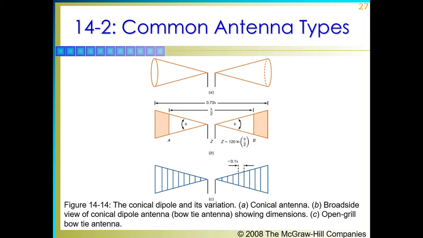One bow tie version of the conical antenna, shown in the second figure, would have the same shape and dimensions, but it would be made of flat aluminum. Bow tie antennas can also be made of a grillwork of conductors instead of a flat plate, as shown in the third figure. This configuration reduces wind resistance. If the spacing between the conductors is made less than 0.1 wavelength at the highest operating frequency, the antenna appears to be a solid conductor to the transmitter or receiver.